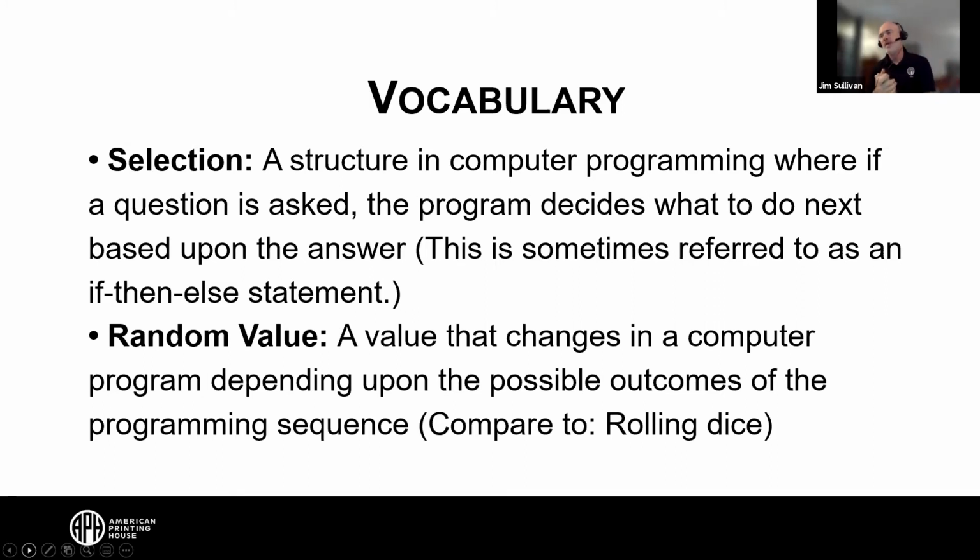So one more time, selection, a structure in computer programming where if a question is asked, the program decides what to do next based upon the answer, sometimes referred to as an if-then-else statement. And random value, a value that changes in a computer program depending upon possible outcomes of the program sequence, compared to rolling a dice. If you roll two dice, there are any number of different numbers that could pop up, six-sided dice, that is, each time you roll those dice. So that's the random aspect of it. So we move on to our next poll question.